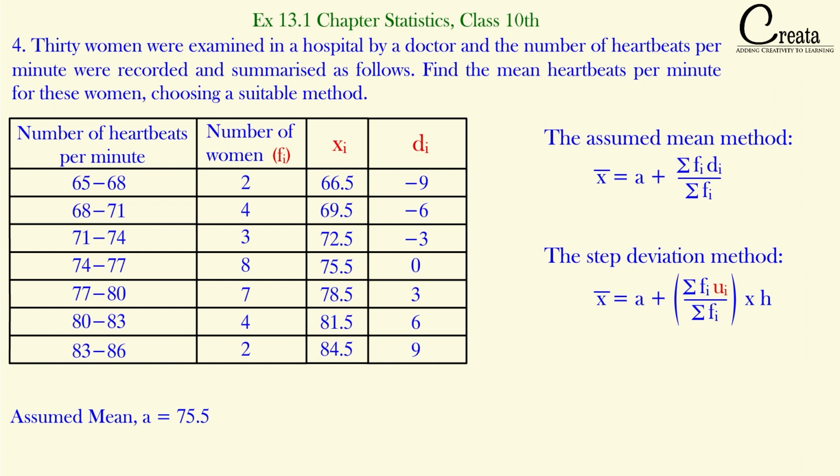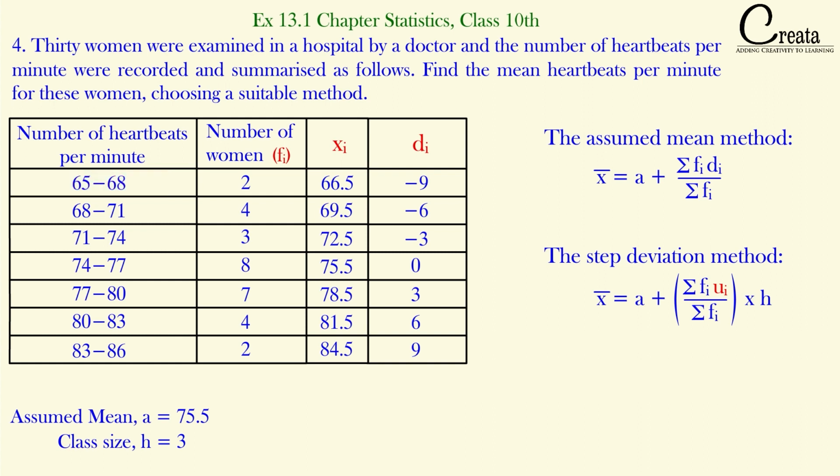How do we decide whether to go with the assumed mean method or the step deviation method? We see the class interval range. If you refer to all these intervals, the class size is 3. That is the range of the class interval 65 to 68. We have three numbers: 68 minus 65 is 3. So here the class size is 3.